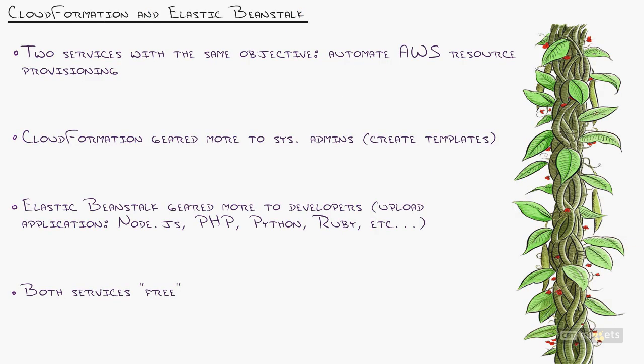Now let's get into CloudFormation and Elastic Beanstalk. You work for a .com company when you can name something Elastic Beanstalk, and everybody's like, oh, yeah, it's a good name. That's cool. So these are two services that have the same goal, and that's to make it really easy to provision resources on Amazon Web Services.